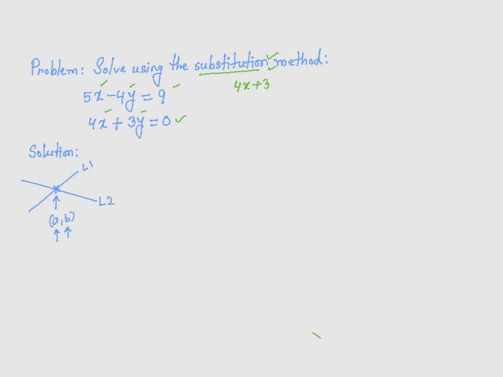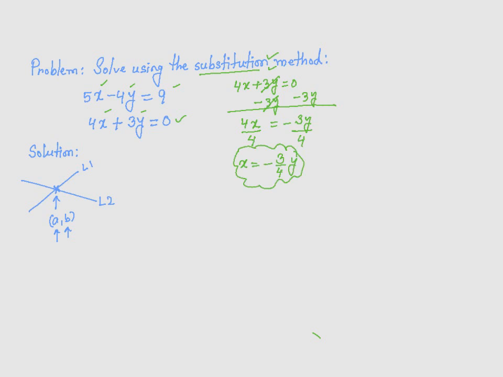4x plus 3y is equal to 0. I'm going to subtract 3y from both sides. On the left hand side I have 4x, positive 3y, negative 3y cancel out, and on the right hand side I have negative 3y. Now I divide both sides by 4. That gives me x is equal to negative 3/4 y.